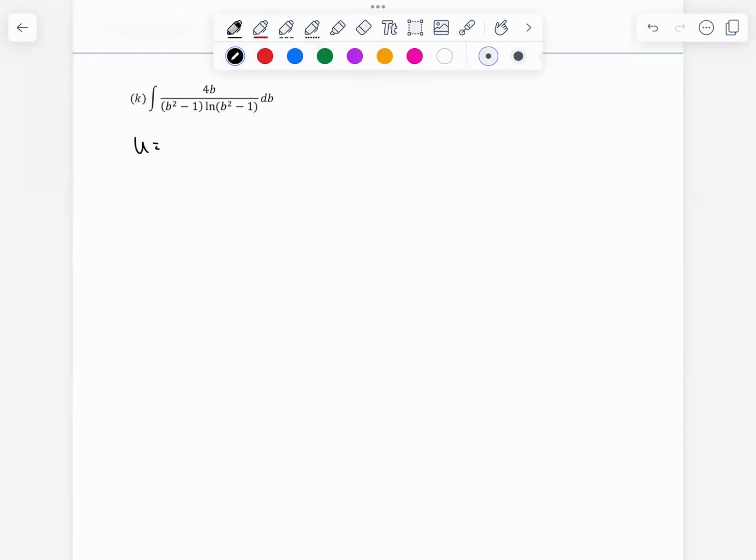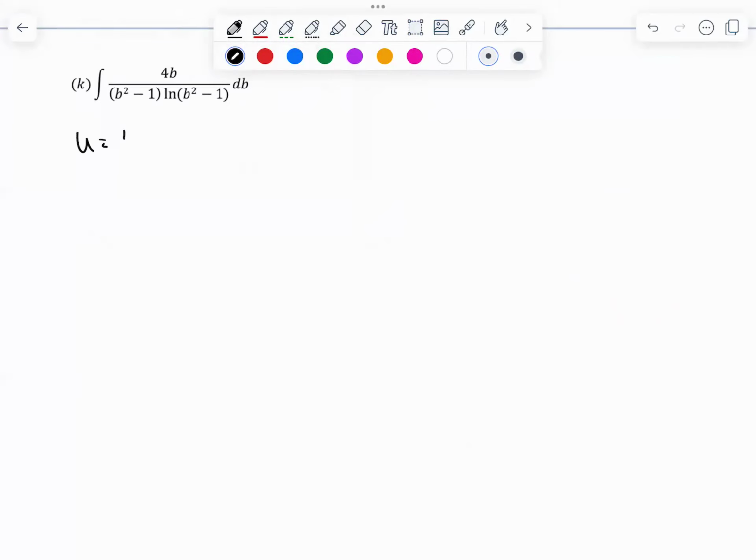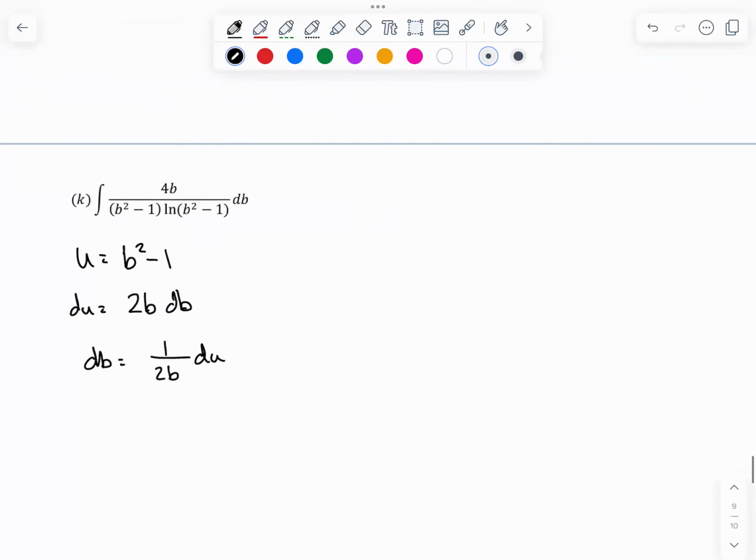If u is equal to b squared minus 1, then du will equal 2b db. So db is equal to 1 over 2b du. So this would become the integral of 4b divided by u times natural log of u times 1 over 2b du. And luckily, the b's cancel, but there's going to be a leftover factor of 2.